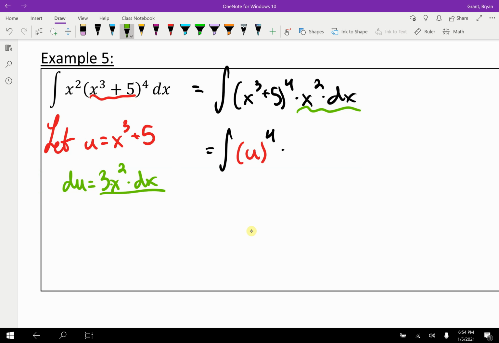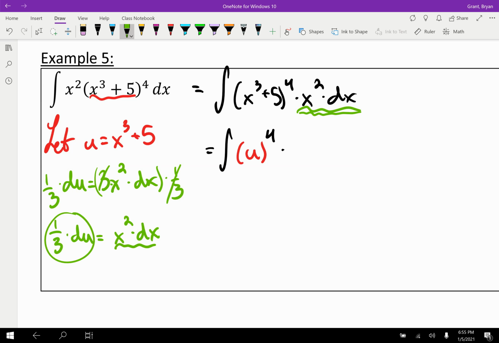Now, you can divide both sides by 3. That is acceptable. I've found, though, that it's much easier to multiply by the reciprocal than actually divide. So to multiply by the reciprocal, I'm going to multiply both sides by 1/3. And so this gives me that 1/3 du is equal to x squared dx. And now I think we're in business. x squared dx, x squared dx. We can replace that not with du, but with 1/3 du.